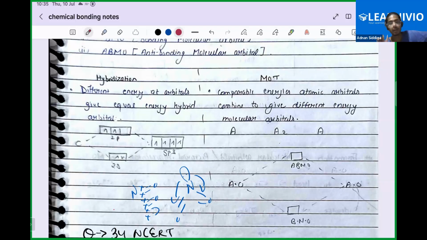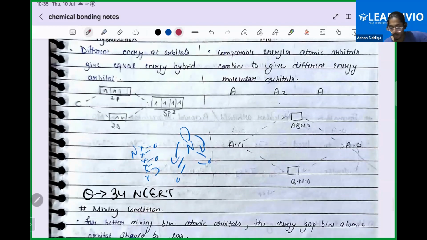The molecular orbitals in higher energy states are called anti-bonding molecular orbitals. The orbitals in lower energy states are called bonding molecular orbitals. Is this clear? This is your energy axis. As we are moving from bottom to top, the energy is increasing.